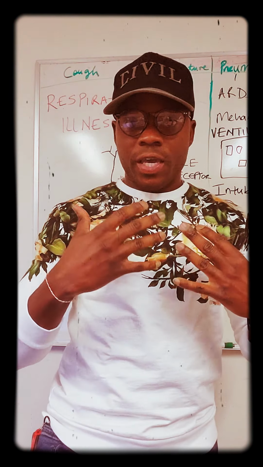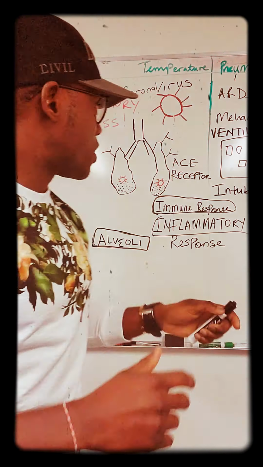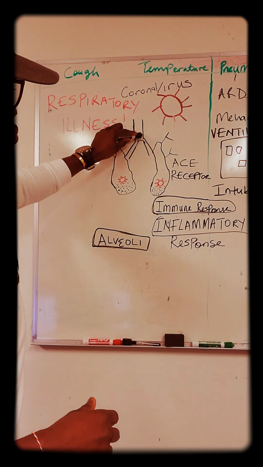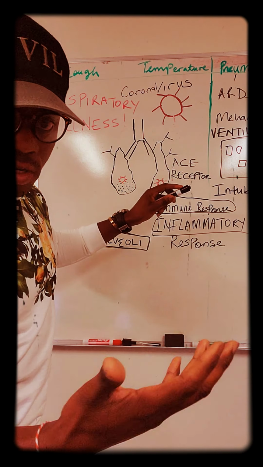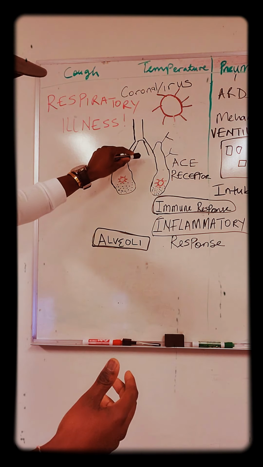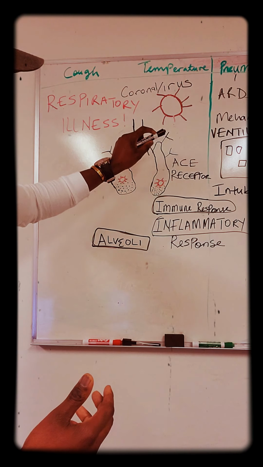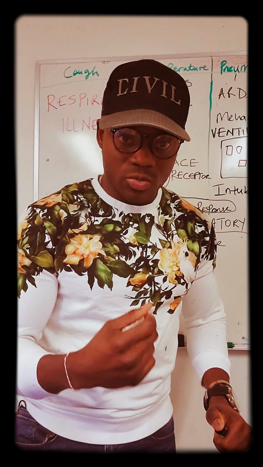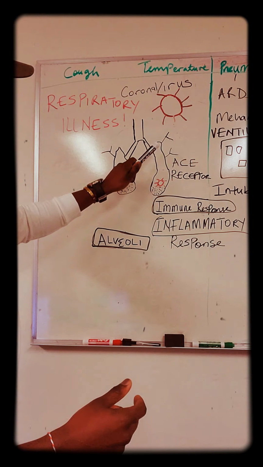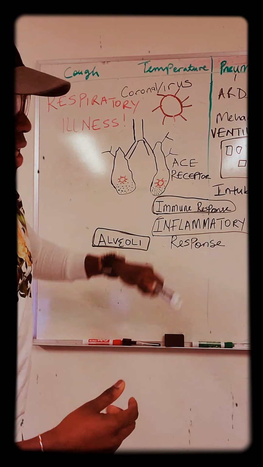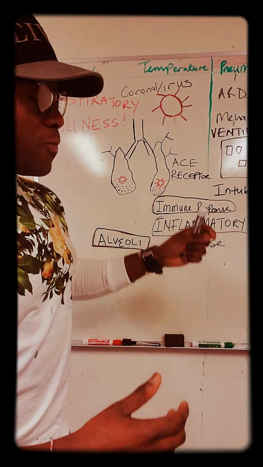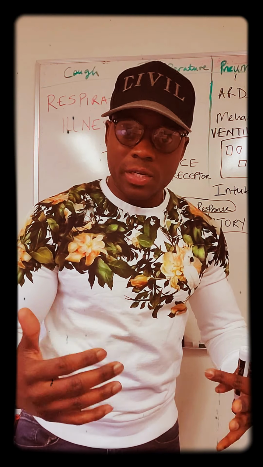Maybe you touch your face, you touch your nose, and you get infected by this virus. This virus makes its way through the trachea, also you can call it a windpipe. It gets inside. The way it actually gets into our lungs, real quick, is through this ACE receptor. ACE receptor is an acronym. It's actually angiotensin converting enzyme. You probably heard of ACE inhibitors and stuff like that.